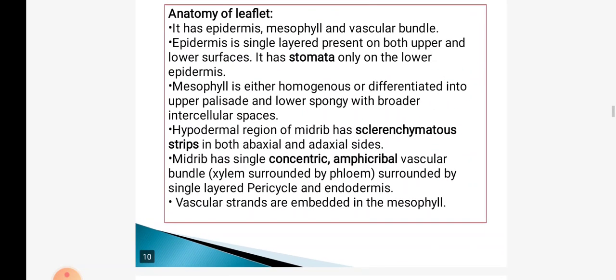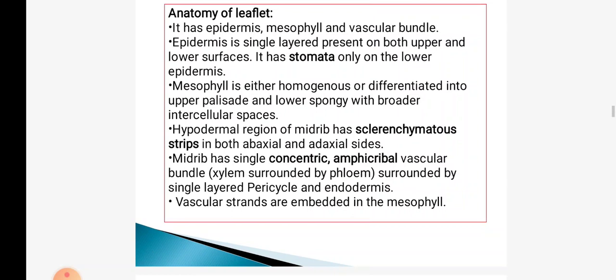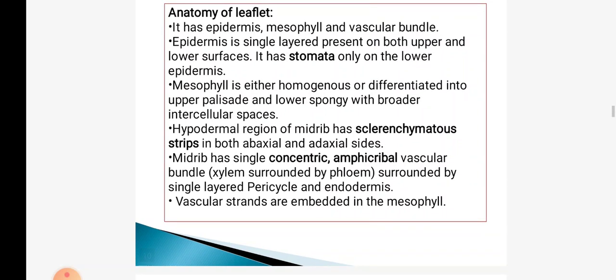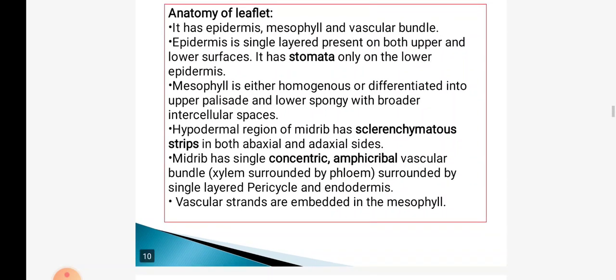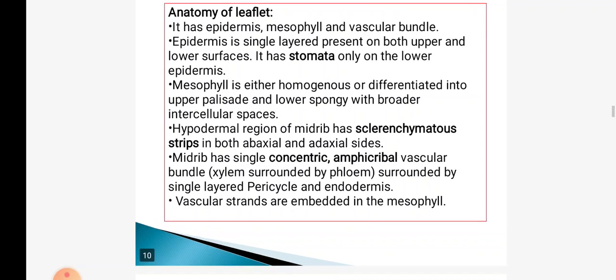The next part is anatomy of the leaflets. It has epidermis, mesophyll and vascular bundle. Epidermis is single layered, present on both upper and lower surface. It has stomata on lower epidermis. Mesophyll is homogeneous or differentiated into upper palisade and lower spongy tissue with broad intercellular space.